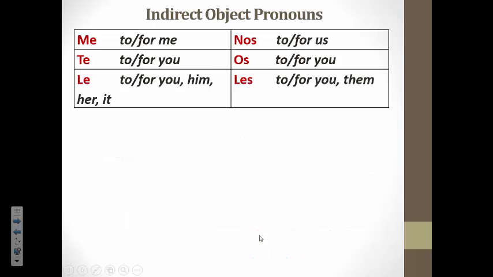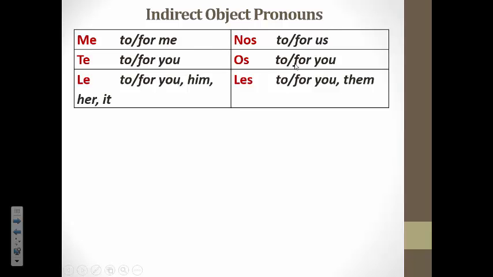Okay, let's write down our indirect object pronouns. Please fill out the chart on your note guide. Me means to or for me. Te means to or for you. Le means to or for you, him, her, or it. Nos means to or for us.